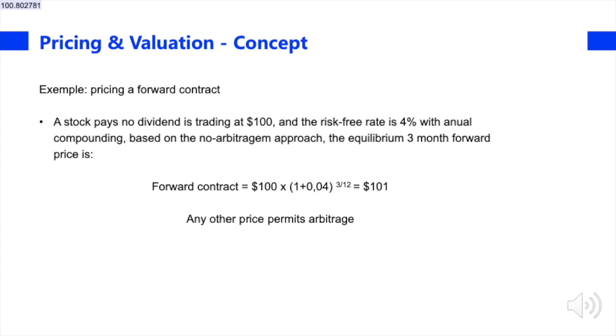What's the forward price? Well, using the formula we were just given, we're going to need the spot price of $100 multiplied by 1.04, but I will take that to the power 3 out of 12. That's going to leave me with $101. Any other price will allow an arbitrage opportunity. So the foundation concepts are not too tricky, but make sure you can interpret them.